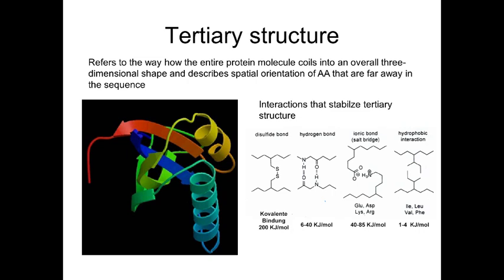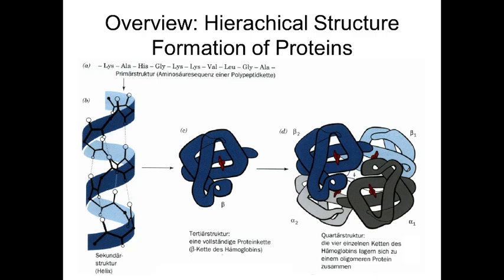Probably also important to note at this point is that these four different interactions are characterized by different bond strengths. The strongest bond is the covalent bond, in this case the disulfide bridge. Then hydrogen bonds have a bond strength of around 6 to 40 kilojoule per mole. The salt bridges are 40 to 85 kilojoule per mole, and the smallest interaction energy, 1 to 4 kilojoule per mole, belongs to the hydrophobic interactions.